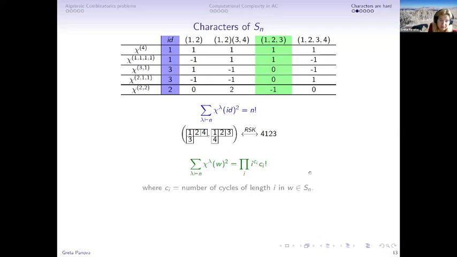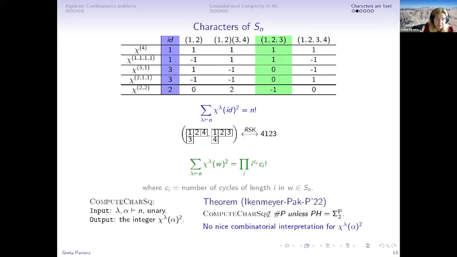To begin with, we need to ask whether this thing has a combinatorial interpretation. We can phrase this in terms of computational complexity. Where does computing these characters sit within computational complexity classes? What we proved is that computing them is not in Sharp-P unless the polynomial hierarchy collapses to the second level, a statement similar to P equals NP, which nobody believes. In that sense, we don't have a combinatorial interpretation for the characters.